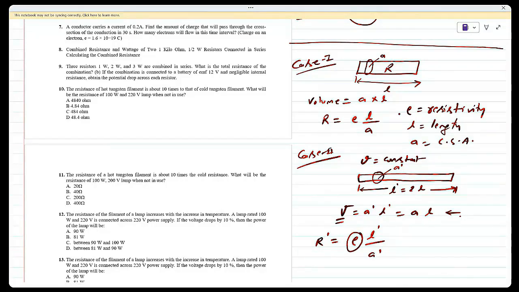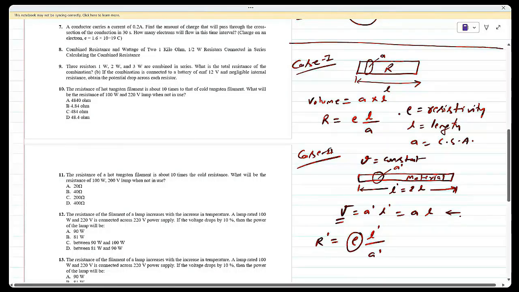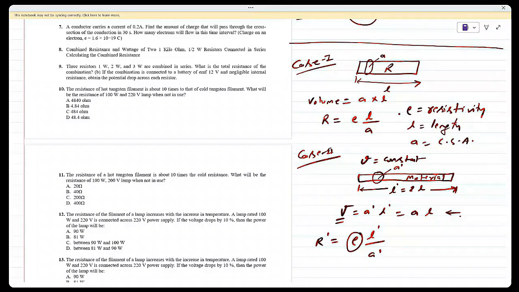It depends on the material, type of material. The rho depends on material type, and we are not changing the material. We are increasing and decreasing its volume. So we can say rho is independent from the physical dimension of the material. It depends on the type of material.